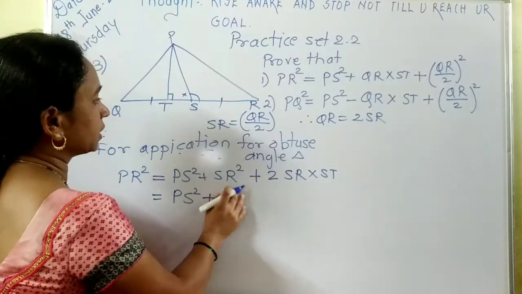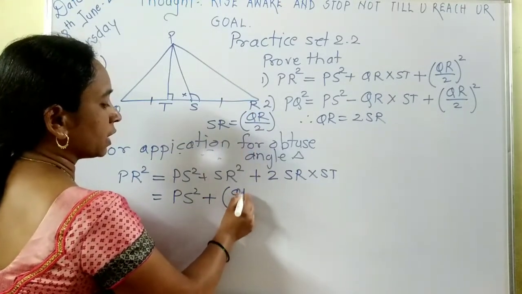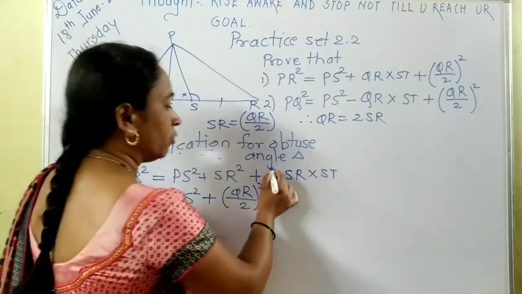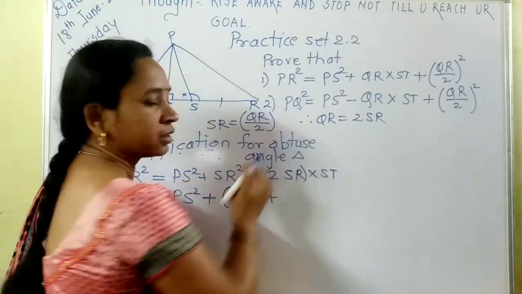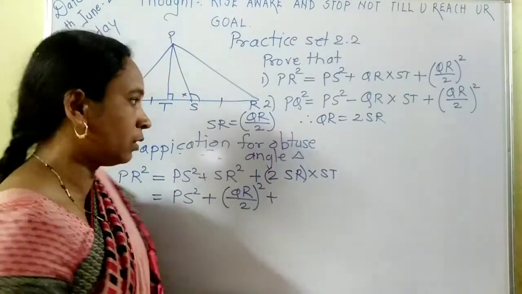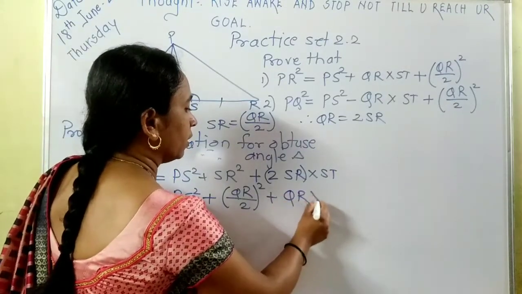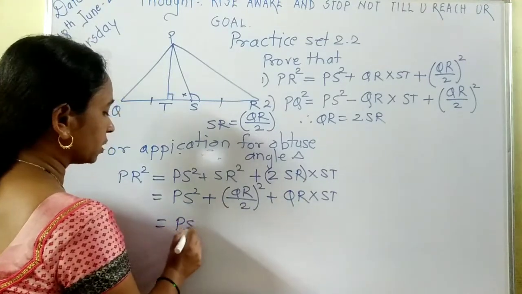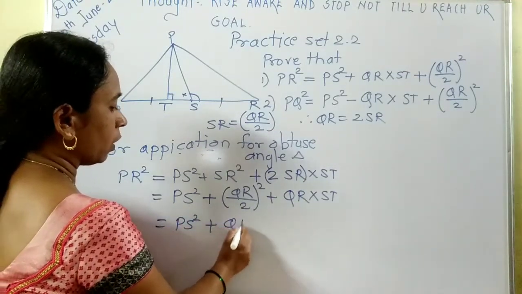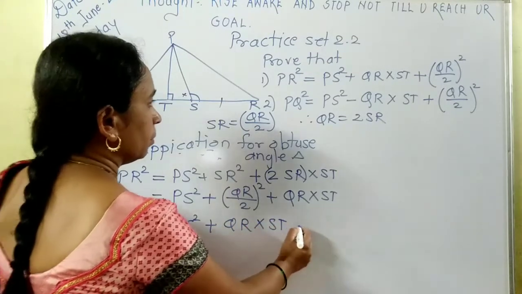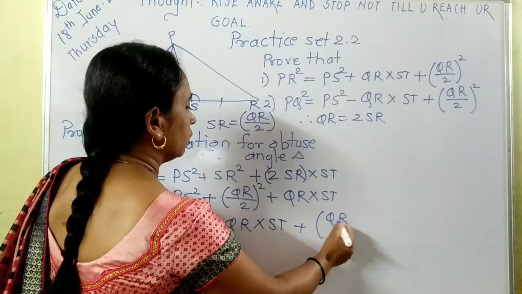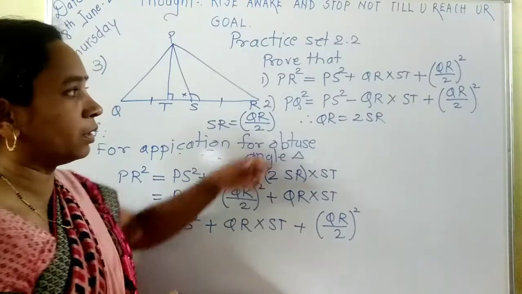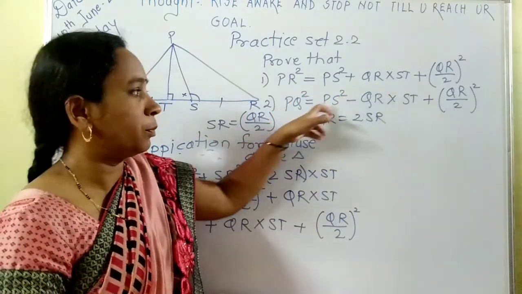So plus SR, I will replace with this. So SR means nothing but (QR upon 2) whole square plus 2 into SR. Now if you compare this, again the relation is nothing but QR. All SR we have replaced with QR. So here we will get QR multiplied by ST. We will arrange it. So we will get PS square plus QR multiplied by ST plus (QR upon 2) whole square. So see here, this is nothing but our first proof. So similarly, we'll prove the second one.